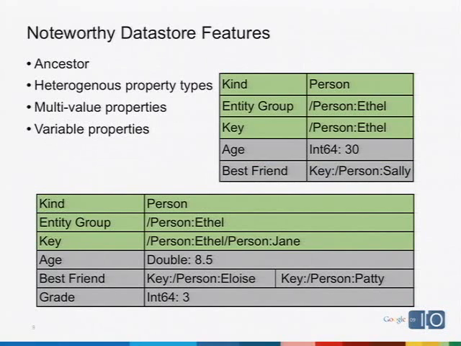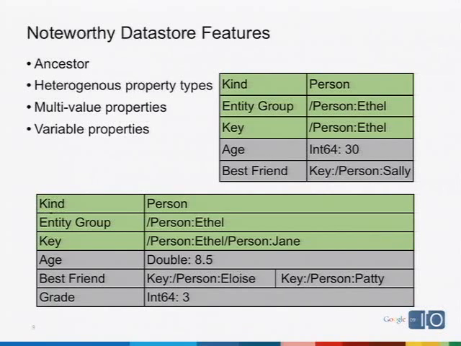So let's talk about some of the interesting features that you get with the data store that you might not be accustomed to. First and foremost, there is this hierarchical nature of the data store. In the top right-hand corner here, we have the same person as before. We have Ethel, whose best friend is Sally. But then on the bottom, we have a person entity that is a child of Ethel.